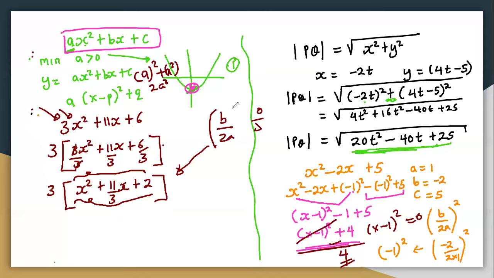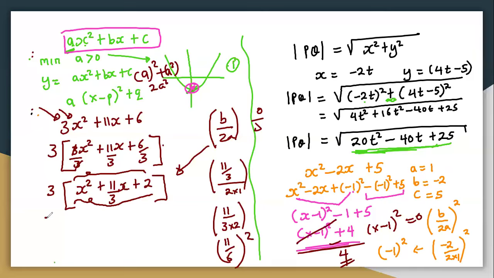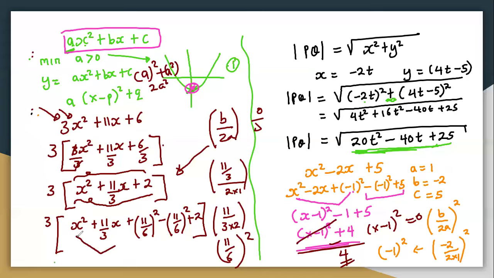Say B out of 2A. So your B is going to be 11 out of 3, out of 2 times 1. So this will give you 11 out of 3 times 2, which gives you 11 out of 6. So now I expect you to come here and say this is 3 into x squared plus 11 out of 3x plus 11 out of 6, everything squared, minus 11 out of 6, everything squared, plus 2. Now your task is just to carry these two things inside the bracket.